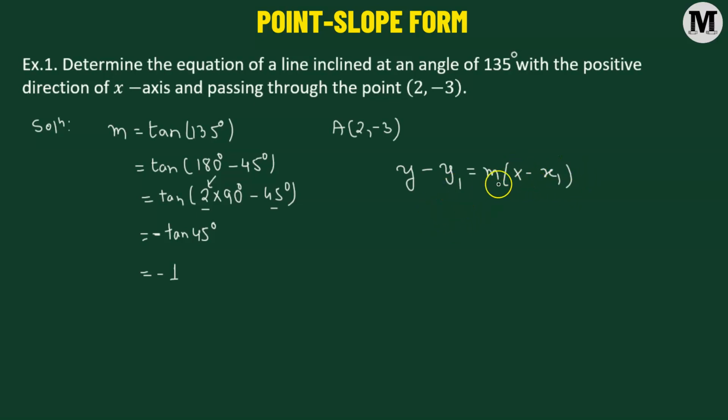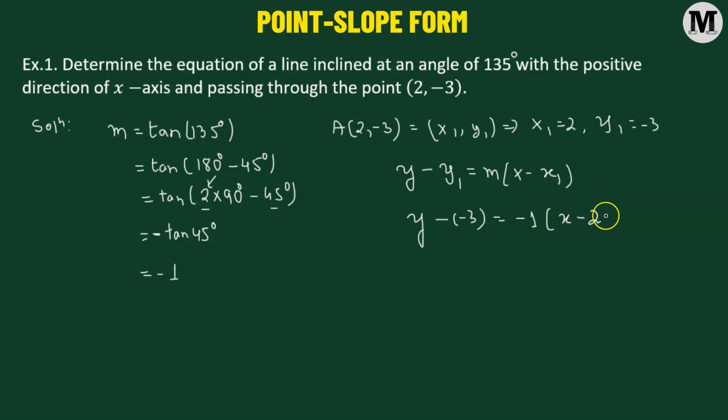So here x1 and y1 actually corresponds to point A. So we have x1, y1. This means that the value of x1 is 2 and the value of y1 is -3. So let's substitute the value. So we have y minus -3 equals to the slope m, which is going to be -1 times x minus x1. So x1 is going to be 2.